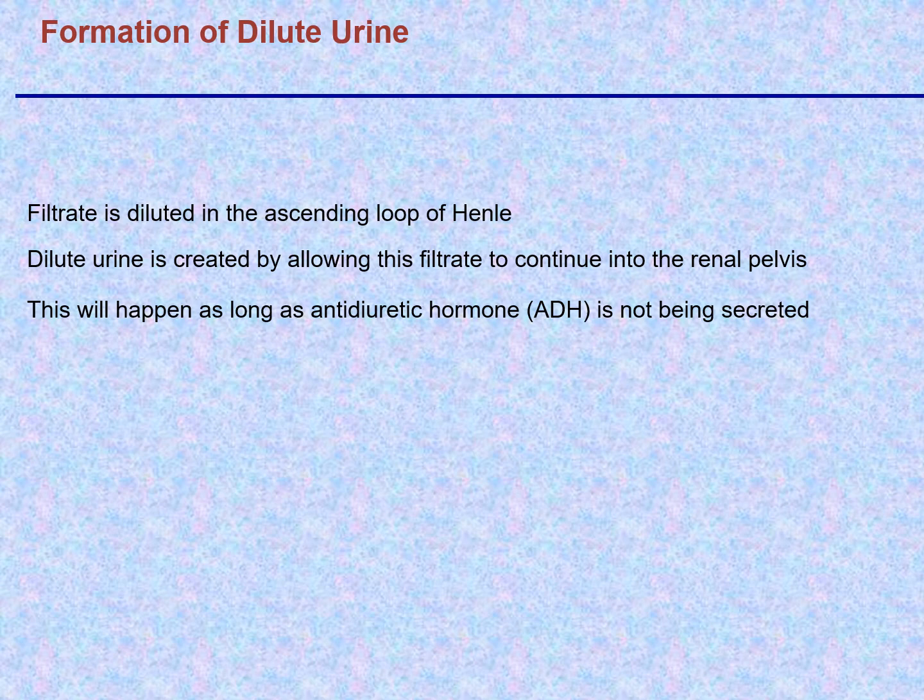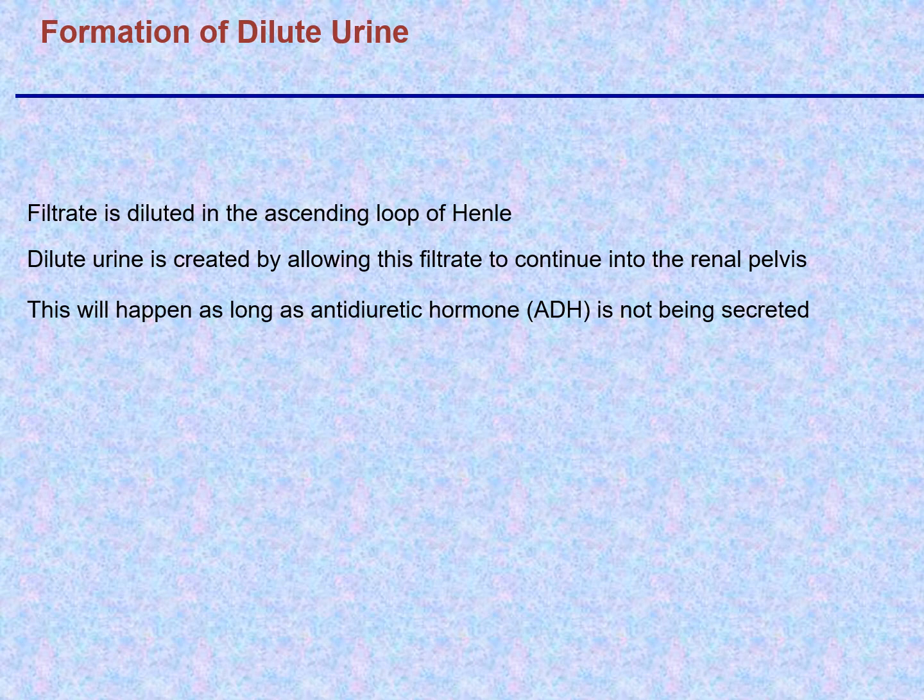In this case, the filtrate is formed and it does get diluted in the ascending loop of Henle as the solutes are pulled out. But this filtrate is allowed to continue on into the collecting duct and down the collecting duct and excreted at 100 milliosmoles, a dilute urine with, you know, a fairly larger amount of water, as long as the hormone ADH or antidiuretic hormone is not being secreted.